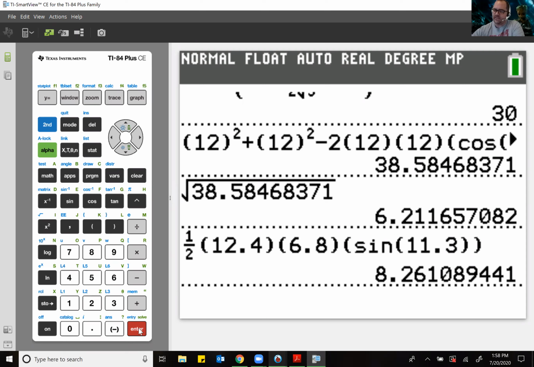All right, number 26. We're getting there, promise. Number 26 is 11.2.